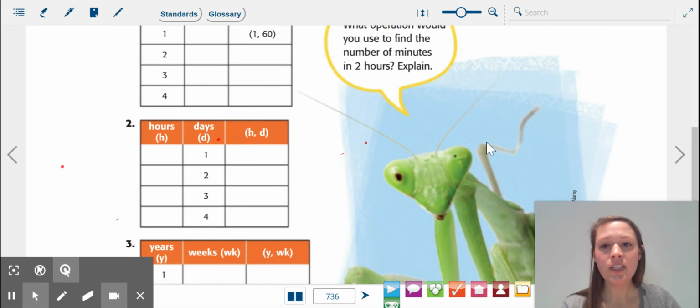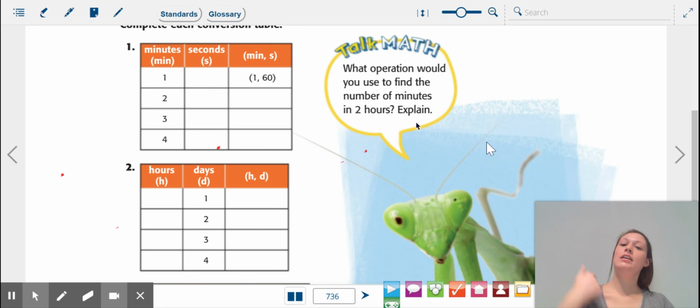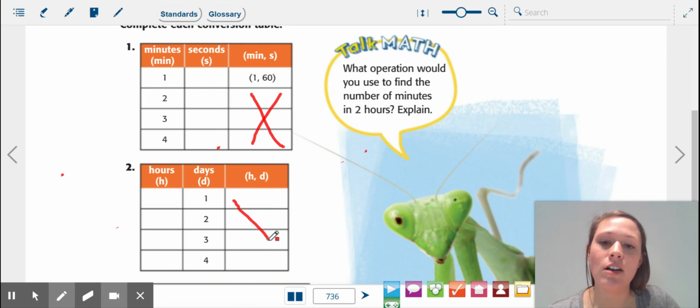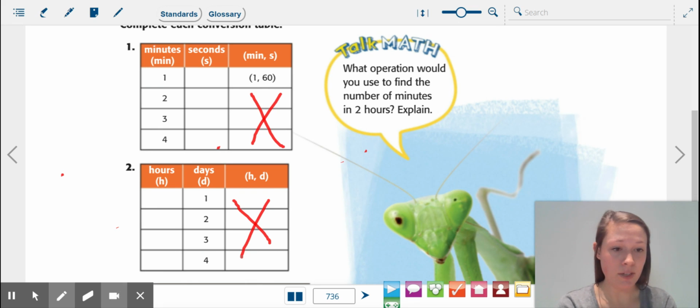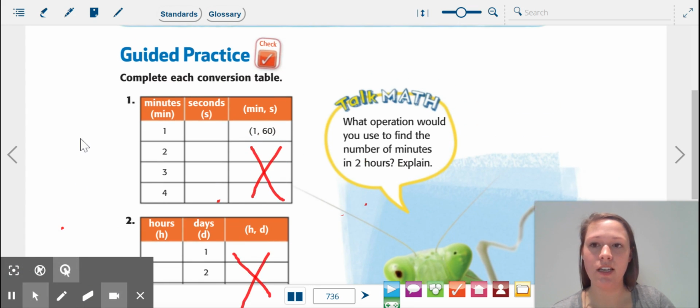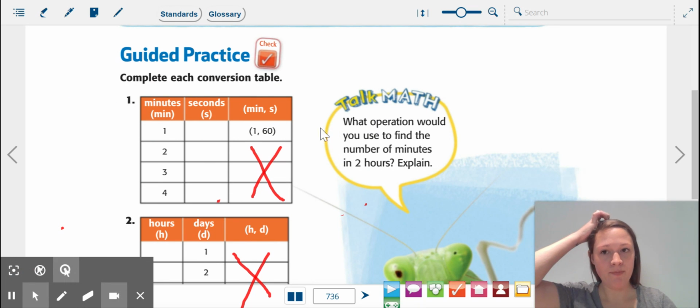Okay. All right. Guided practice. So down here, don't worry about this column right here. You can do it if you want to, but I just want you to focus more on the converting part, the math part. Okay, so read the directions first, always key. So complete each conversion table.